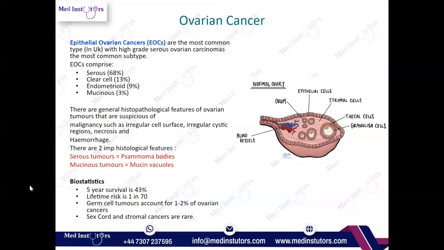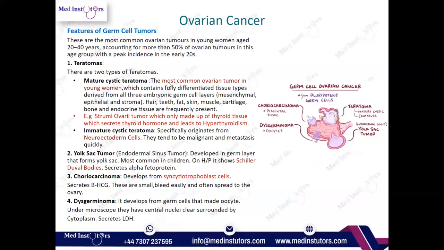Okay, let's discuss some biostats. The 5-year survival of ovarian cancer is 43%, and lifetime risk is 1 in 70. For now we have discussed that the epithelial tumors are the most common. The second one are the germ cell tumors, and the sex cord or stromal tumors are rare. So this is the order of the prevalence of the ovarian cancers. So again, I have highlighted the high yield points.